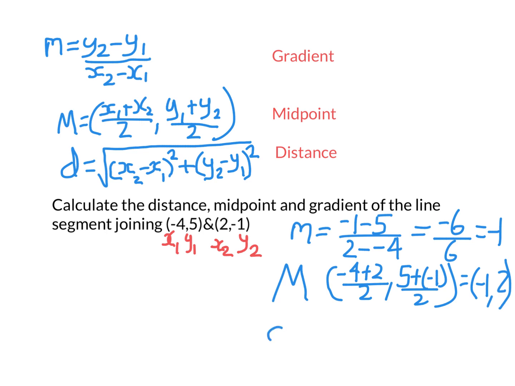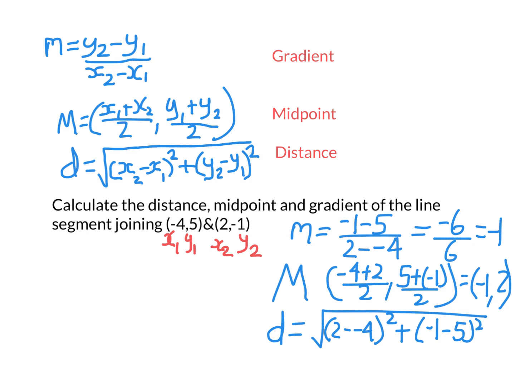All right, let's now do D for distance, or the length of this line segment. So using Pythagoras, it's just the square root of x2 minus x1, 2 minus negative 4 squared, and then plus y2 minus y1 all squared. So if you do that, you get the square root of 72 is the exact answer. As a decimal, it's about 8.5 units.